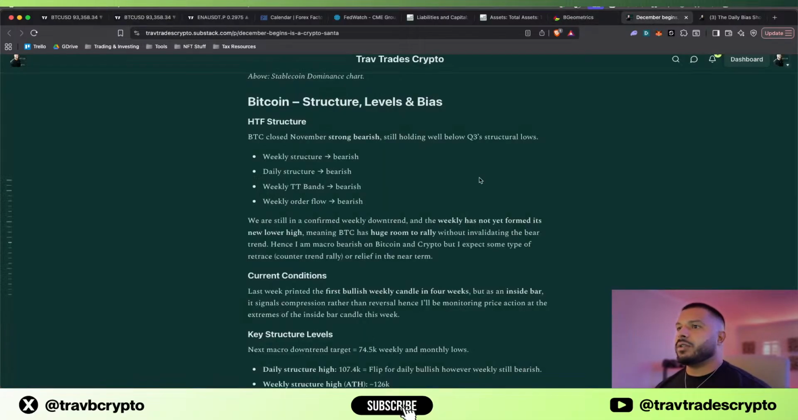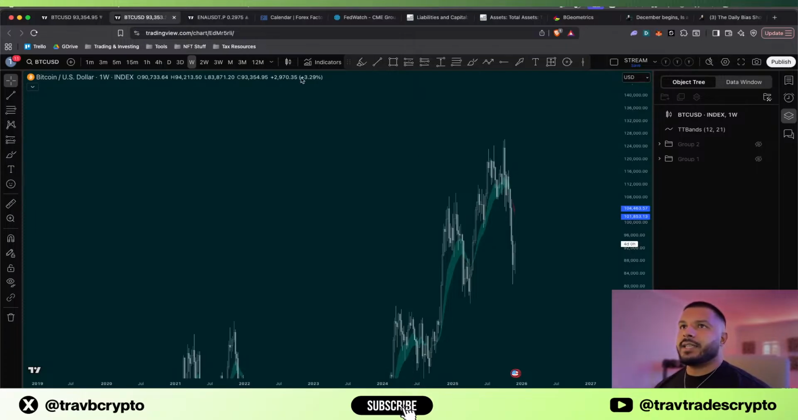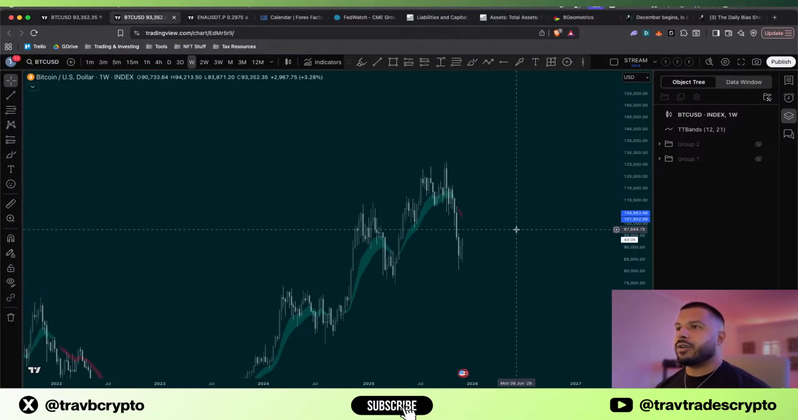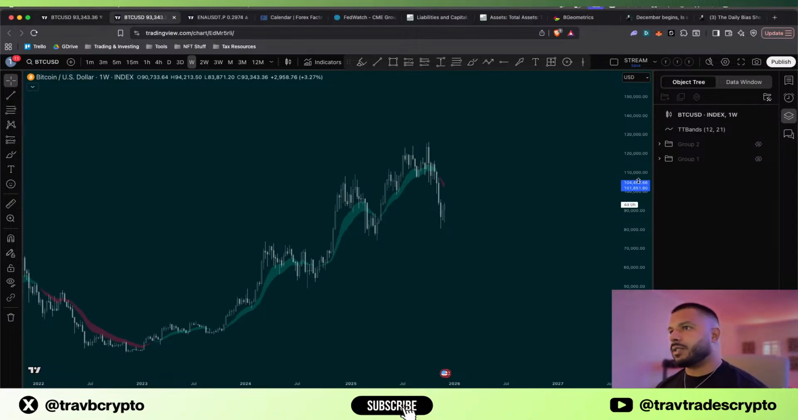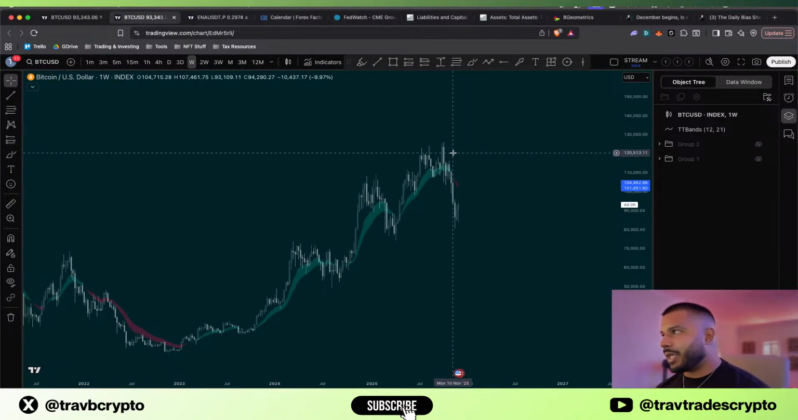Now, third signal there, the TT bands, okay? Again, these TT bands are another indicator I created that I give away for free, so just DM me on X if you want them. There's really no rocket science to the bands. I made them with ChatGPT based on a couple of EMAs that I've backtested.